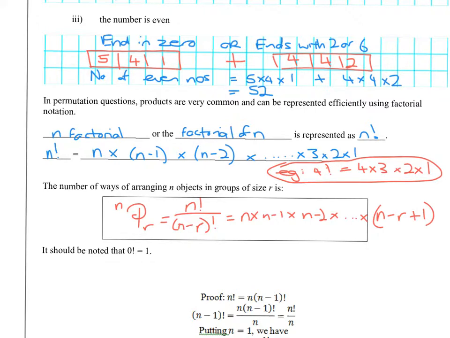If you don't really get the algebra of that, don't worry too much. This is the formula that you will be able to use if you're arranging n objects in groups of size r. Okay, so I'm just going to clear up some of that mess.